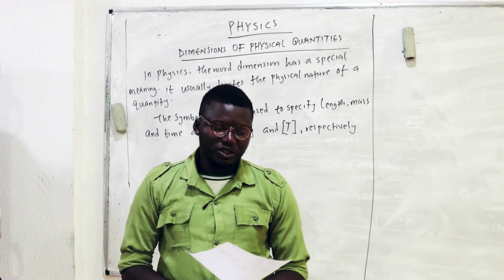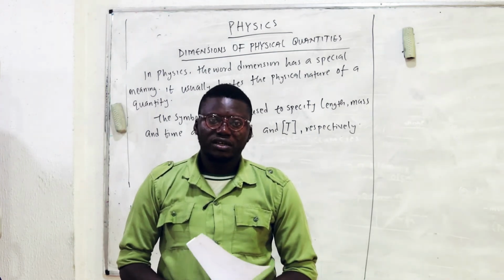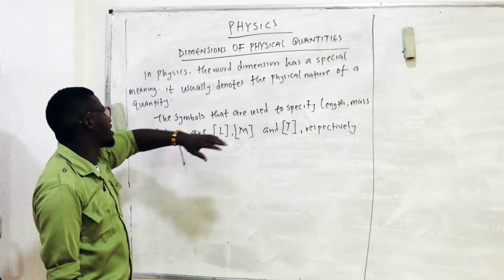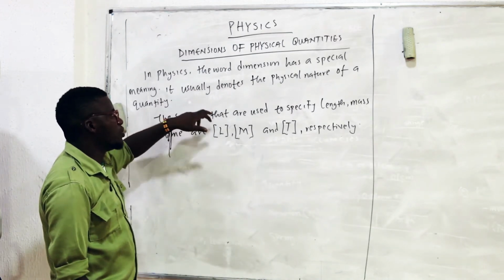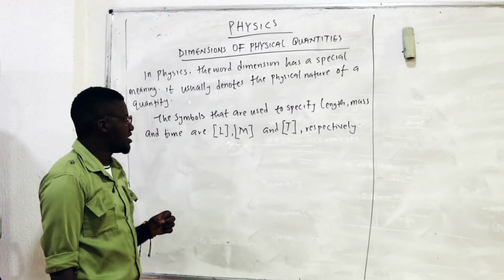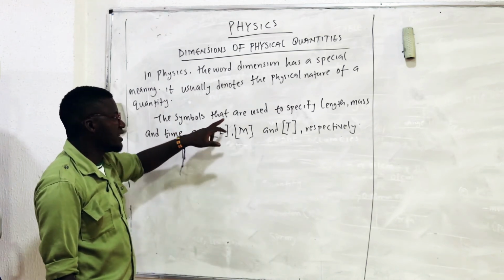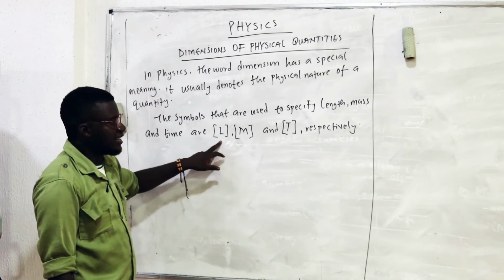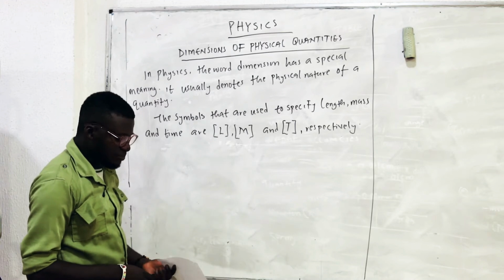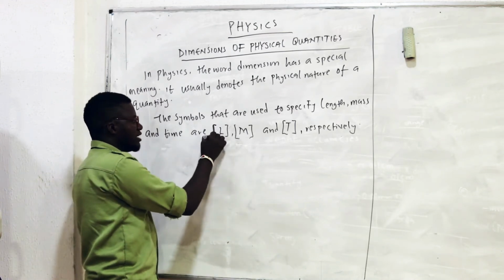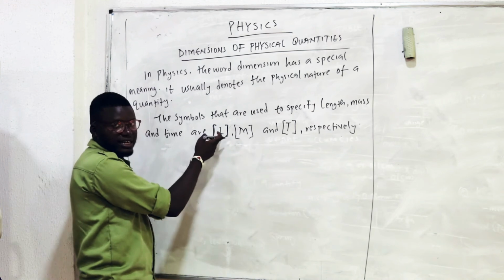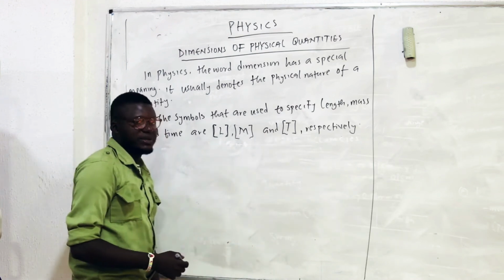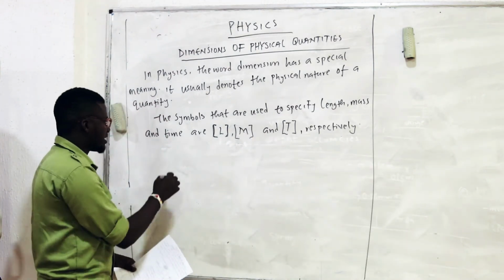And today we're going to be considering a topic titled Dimensions of Physical Quantities. So I stated here, in physics, the word dimensions has a special meaning. It usually denotes the physical nature of quantities. So in dimensional analysis, the symbols that are used to specify length, mass, and time are L, M, and T. This bracket signifies the dimension. So I have L representing length, capital M representing mass, and capital T representing time, respectively.